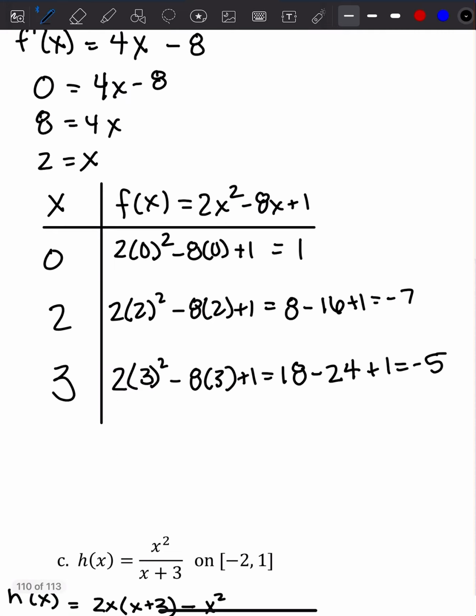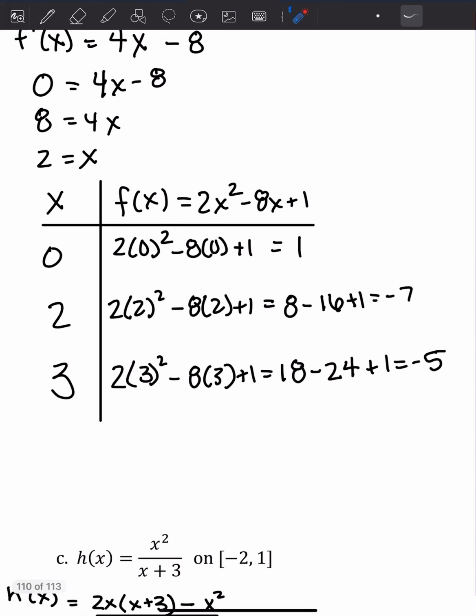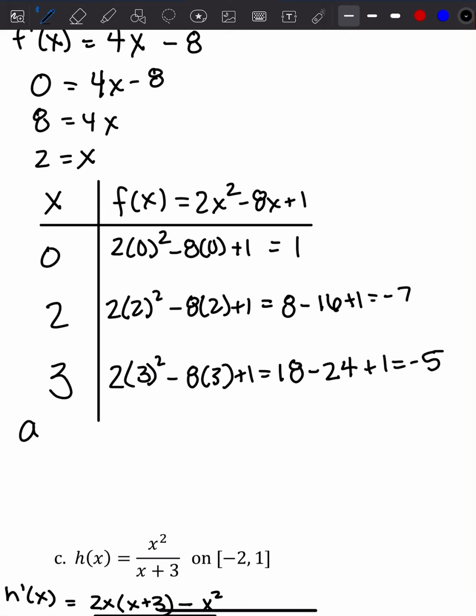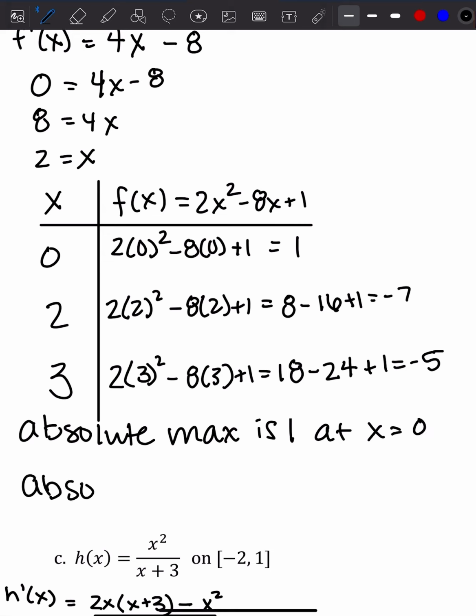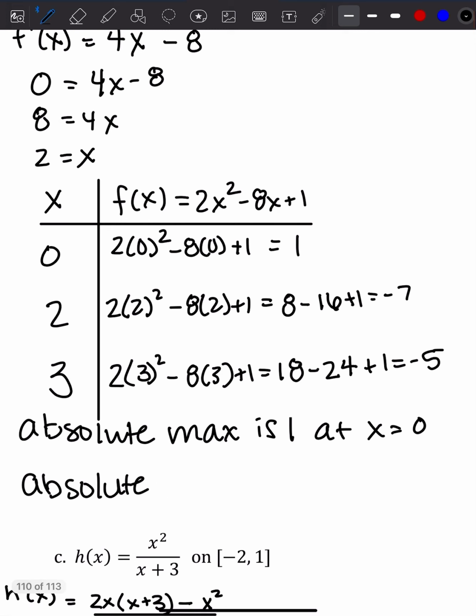So when we are looking at this, the biggest value for y is 1, and the smallest value for y is negative 7. So we have an absolute max. The absolute max is 1 at x equals 0. The absolute min is negative 7 at x equals 2.